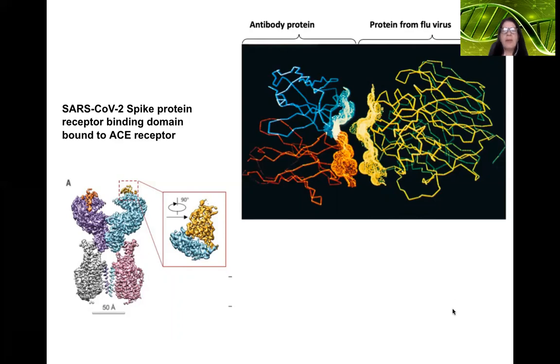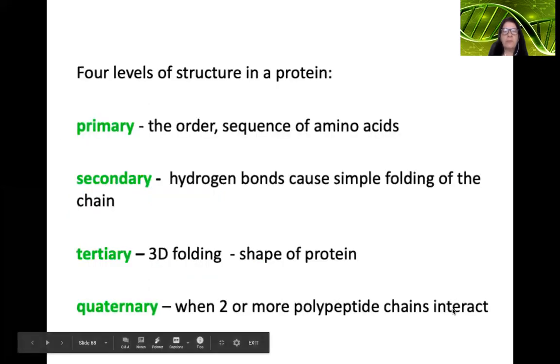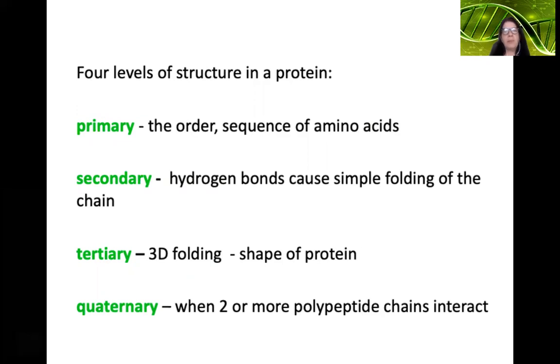So again, this is to illustrate how structure determines function. Let's talk a little bit more about structure of proteins. The structure of proteins has 4 different levels: primary, secondary, tertiary, and quaternary. And these are basically Latin terms for 1, 2, 3, and 4. So the first level, which is the primary, is the order in which the amino acids are arranged, or the sequence of amino acids. And the primary structure is determined genetically.